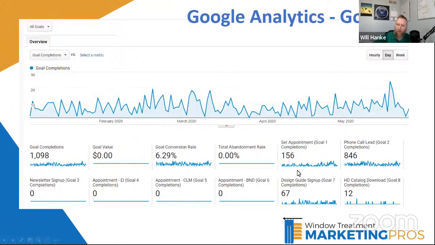And in this case, there's a couple other things. This company had a design guide, so we were tracking how many people signed up for that. Also a Hunter Douglas catalog download. Not a lot of people liked it, but 12 people, right? That's 12 potential more customers. So tracking these different mechanisms, these different lead magnets can really help you make better decisions on what's working, what's not working, and get those people to raise their hands when maybe in the past they wouldn't. They would just push the back button and go to a competitor.